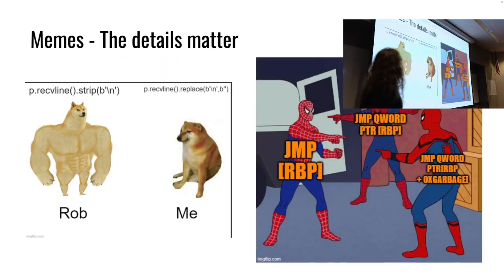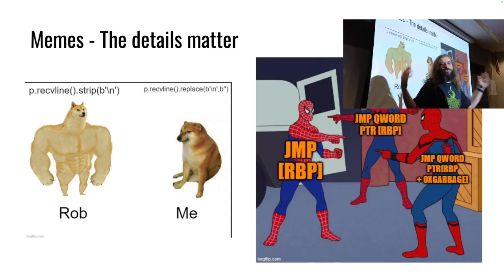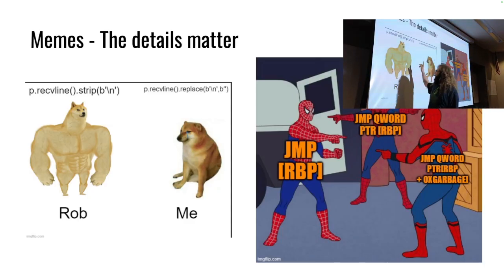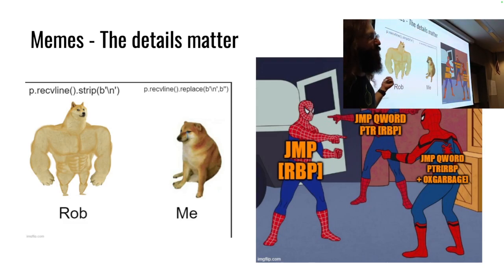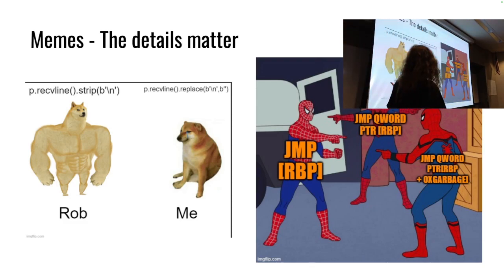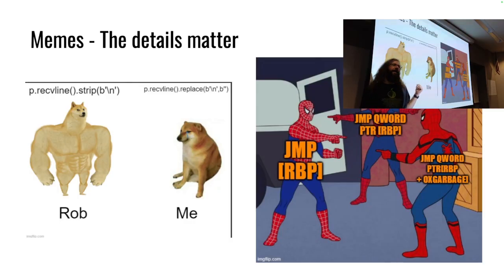Details matter in this whole course, this whole topic. So this was an amusing meme because, of course, you're placating to me. You're saying, hey, I use replace new line with an empty string. Rob uses strip new line. Turns out both of these are actually not the correct approach to use. If you want this to be as bulletproof as possible, why?